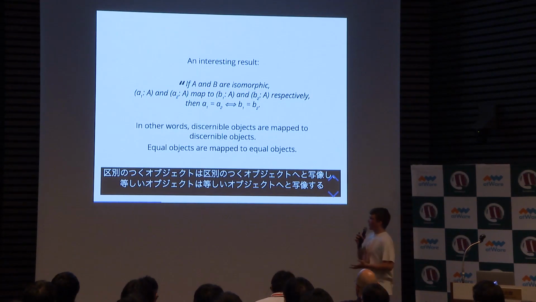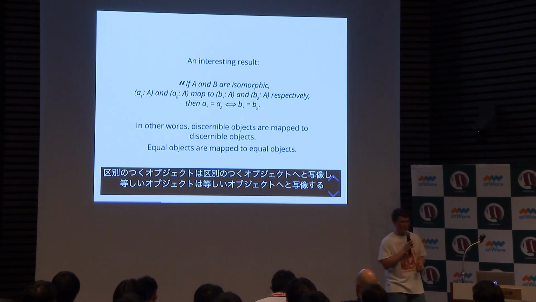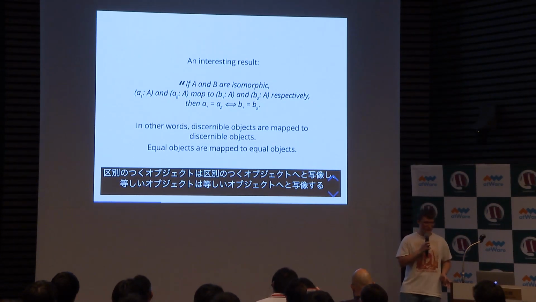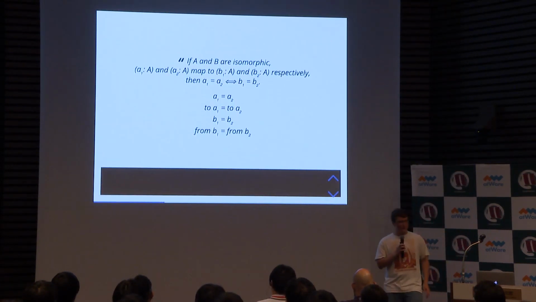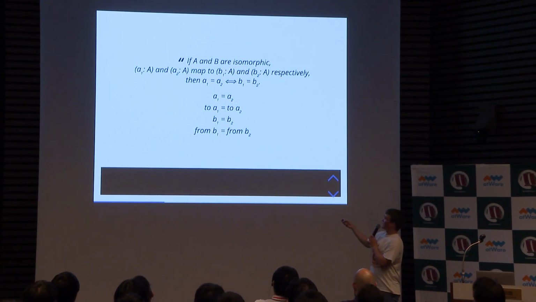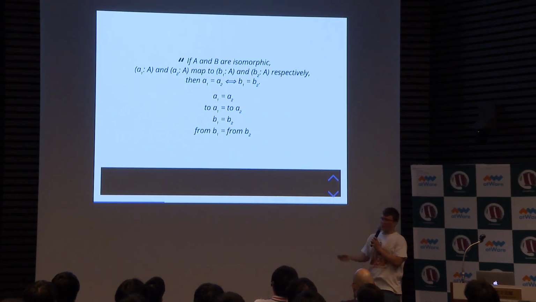Now, there's one more important, or I guess an interesting, result. It says if A and B are isomorphic, then an isomorphism is going to map equal values to equal values and different values to different values. And we can fairly easily prove it by basically just applying, like if we know that A1 is the same as A2, right? We are going to apply 2 to both sides. And then this is going to be B1. This is going to be B2. And so now we know that B1 is the same as B2. And in the opposite direction, you can go using from functions, right?